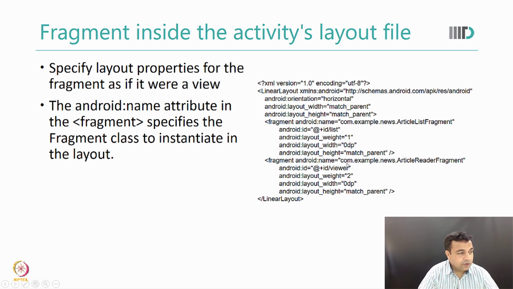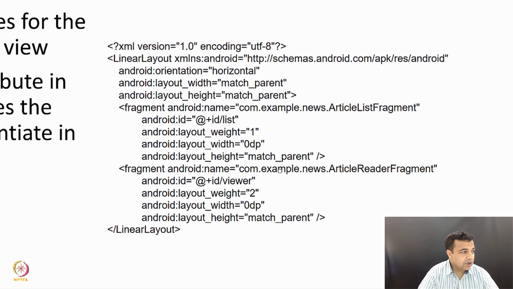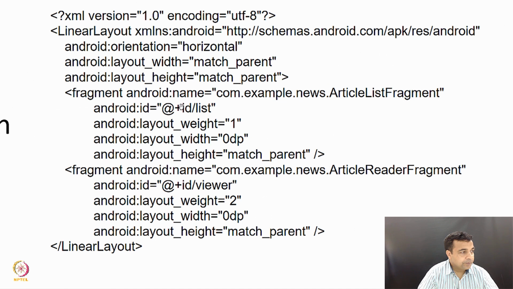Let me try to increase it so that you can read more clearly. You see that we start with a linear layout. This is the layout of the activity, and this activity contains two fragments, which start with the name fragment. So the scope of the fragment is only from this tag till this endpoint. Now just like another view, it has elements like weight, width, height, etc.